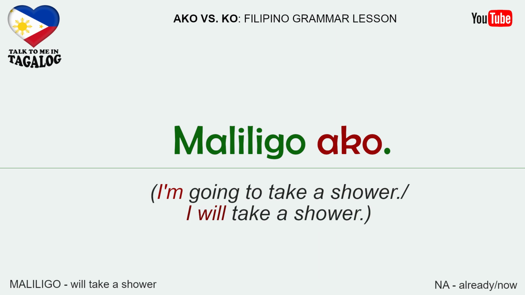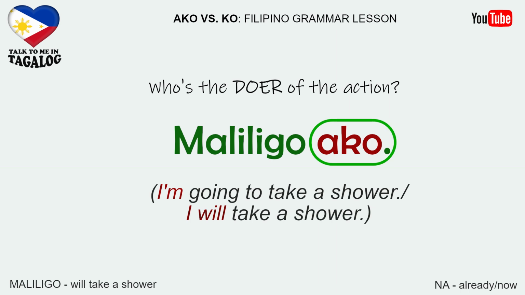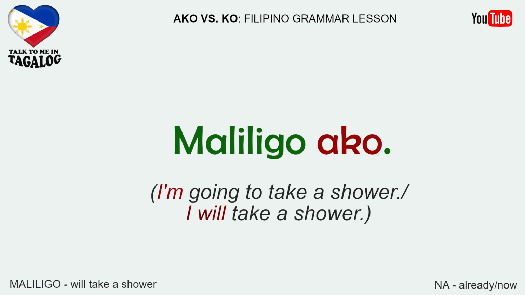Maliligo is in the future aspect, so this sentence means I'm going to take a shower or I will take a shower. Now let me ask you, who's going to do the action maliligo? Correct. Ako, which means the focus of this sentence is ako, because I'm the one who will do the action. So it's another reason why ako should be used.